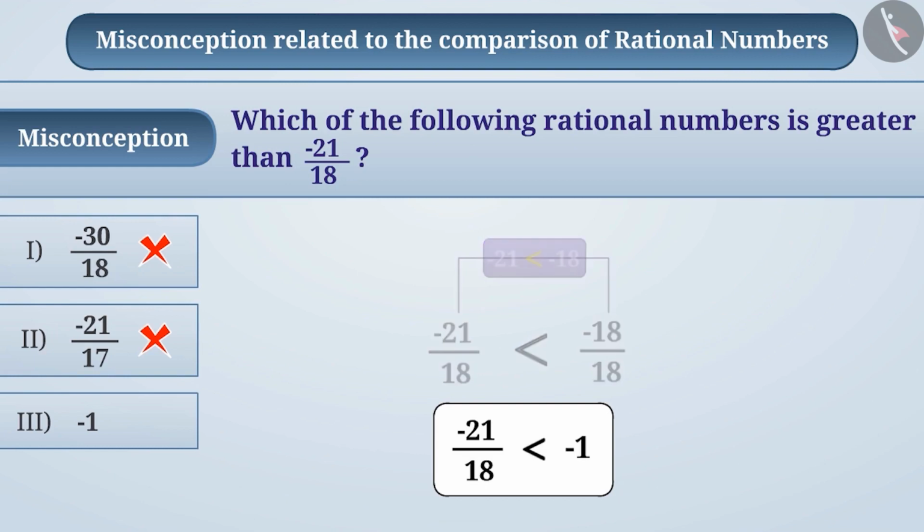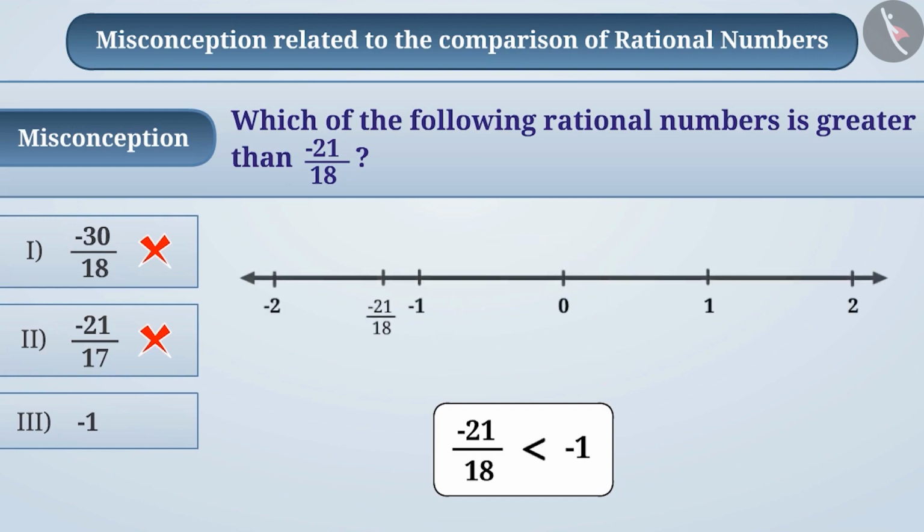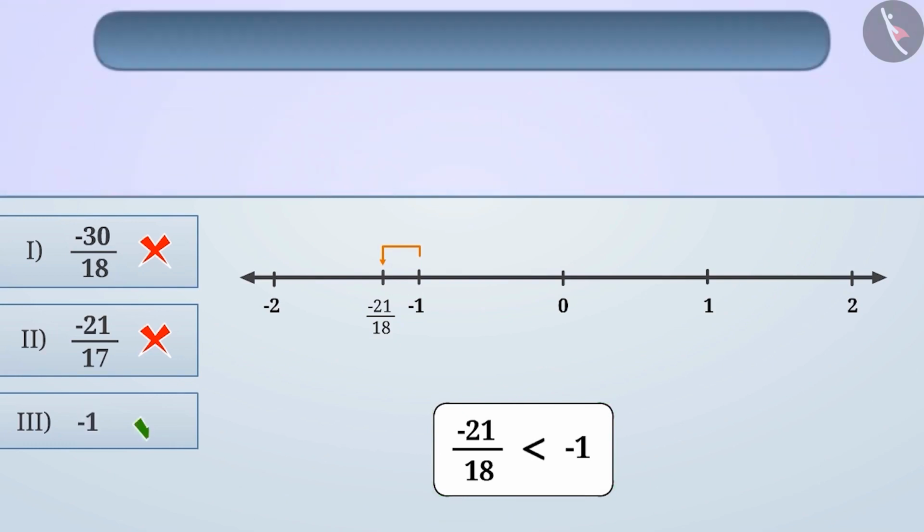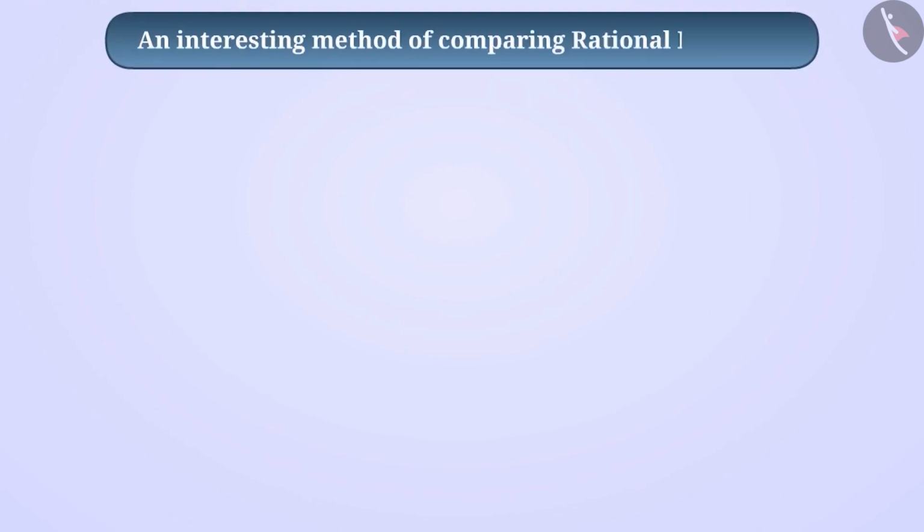If we represent minus 21 by 18 on the number line, then we can see that minus 21 by 18 is to the left of minus 1. Therefore, the correct answer to the question is option 3. Now let's look at an interesting method to compare rational numbers. Suppose we want to compare 4 by 13 and 3 by 11.